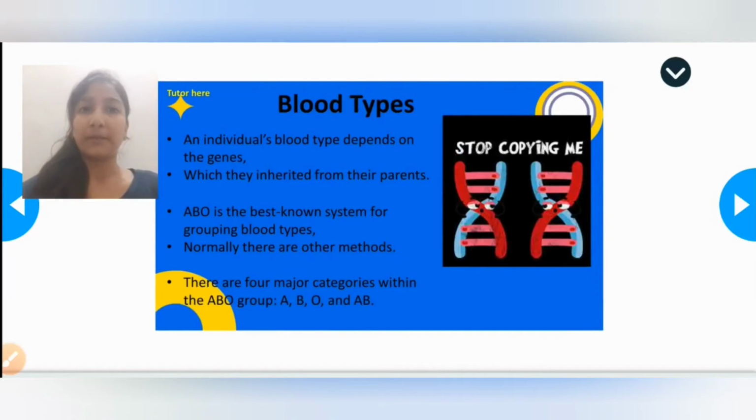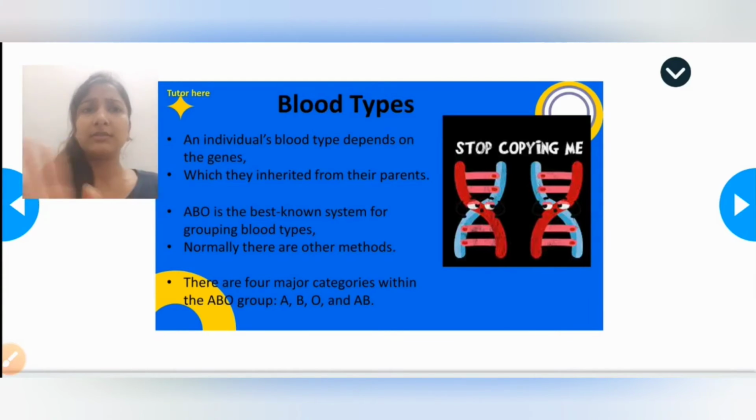Our main topic. An individual's blood type depends on the genes which we inherited from our parents, as these genes are responsible for everything: our skin color, our hair, our eye color, our voice tone, everything. All these things depend on the genes which we inherit from our parents. Similarly, the blood types also depend on the genes which we inherit from our parents.